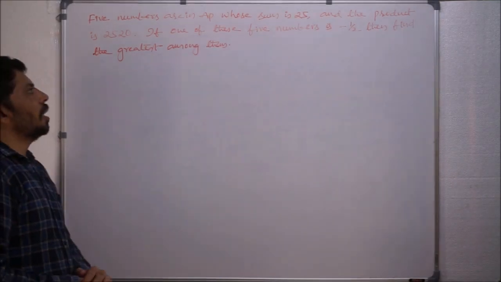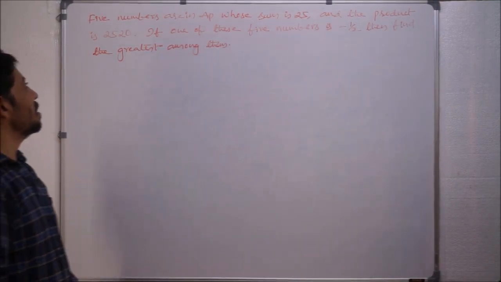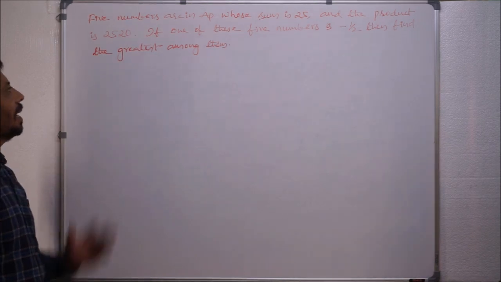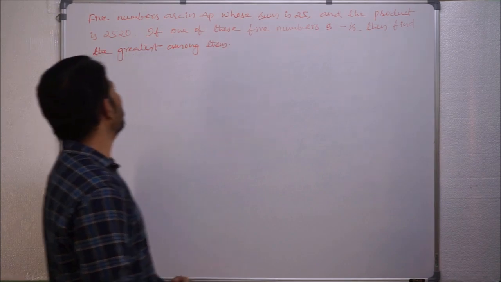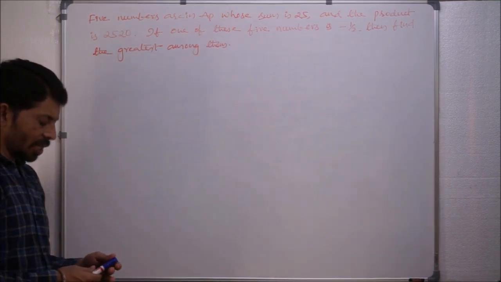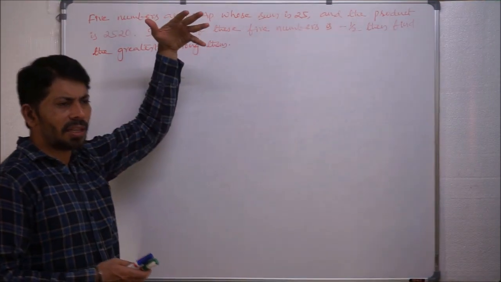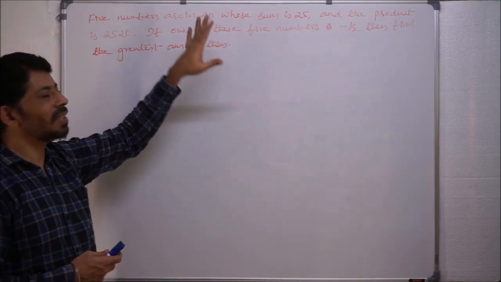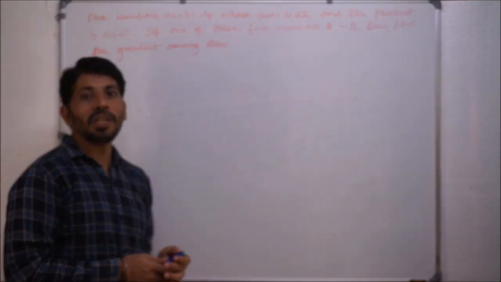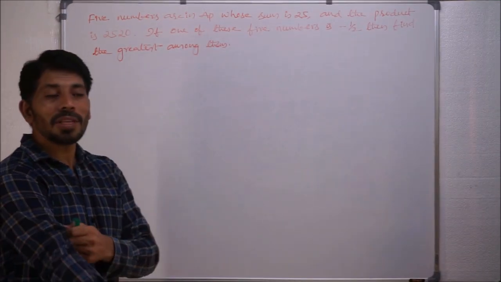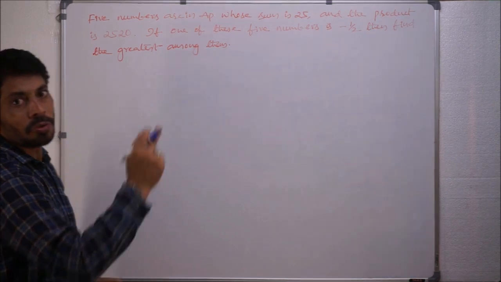Five numbers are in AP whose sum is 25 and the product is 2520. If one of these 5 numbers is minus half, then find the greatest among them. Whenever they give questions based on 3 numbers in AP, 4 numbers in AP, or 5 numbers in AP, we need to go for a selection of terms. The selection should be chosen wisely.